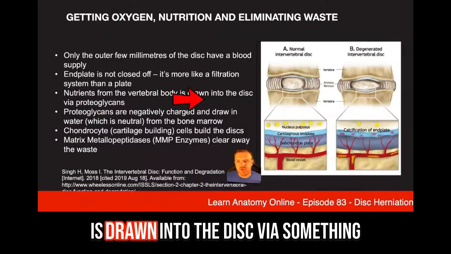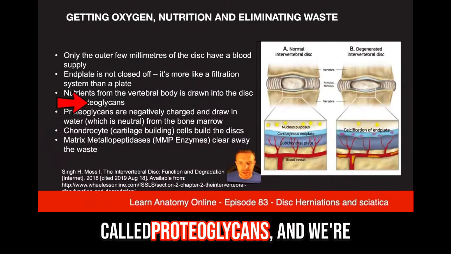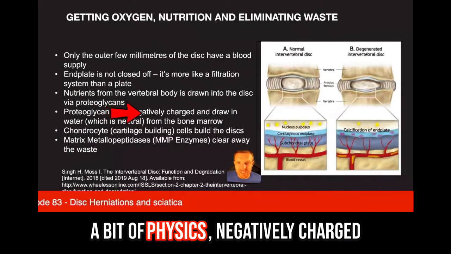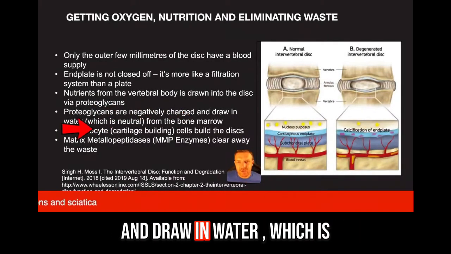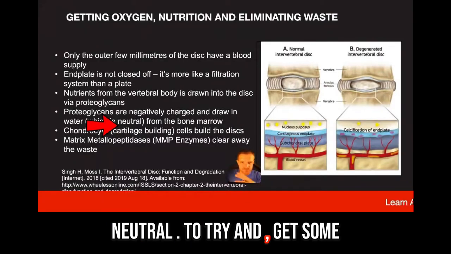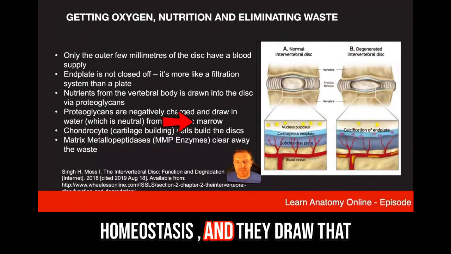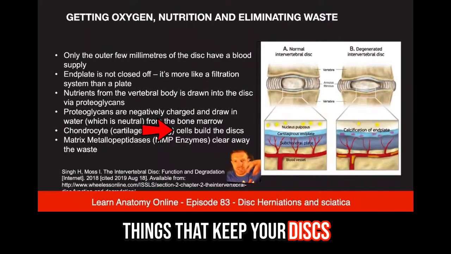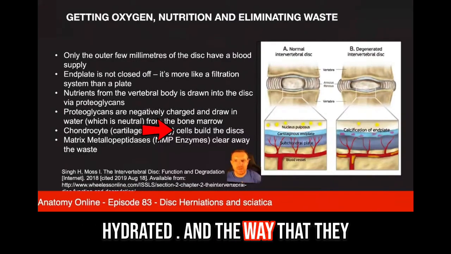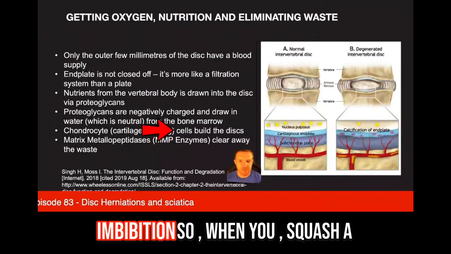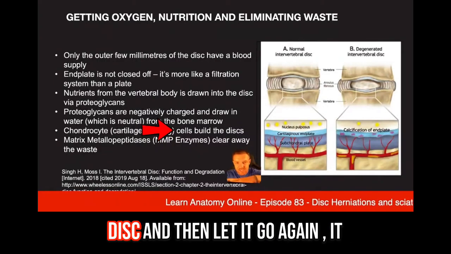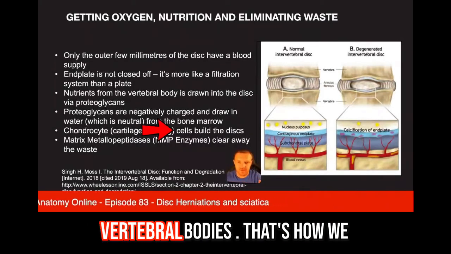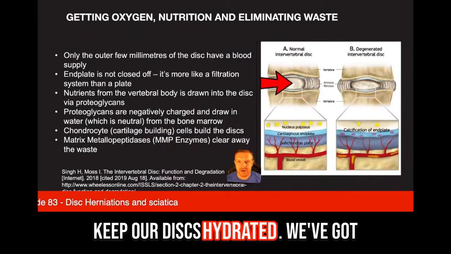Nutrients from the vertebral body are drawn into the disc via something called proteoglycans, and we're going to talk about those in a sec. They are, if you remember back to a bit of physics, negatively charged and draw in water, which is neutral, to try and get some homeostasis, and they draw that water in from the bone marrow. These proteoglycans are the things that keep your discs hydrated. The way that they work is through something called imbibition. So when you squash a disc and then let it go again, it draws in the nutrients from the vertebral bodies. That's how we keep our discs hydrated.